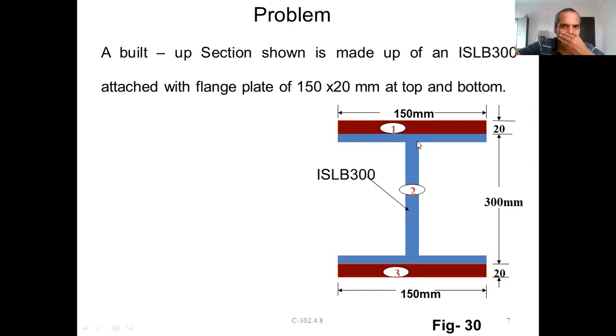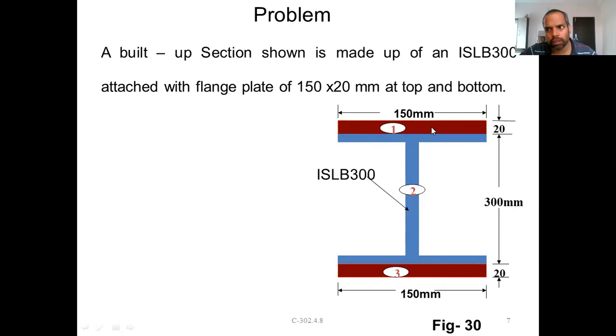This I section shown with the blue color is the entire I section. It's nothing but a single rolled steel section, ISLB 300, that we have shown in blue. And these additional flange plates are nothing but 150 by 20, at the top and bottom. These are the flange plates at the top and bottom.